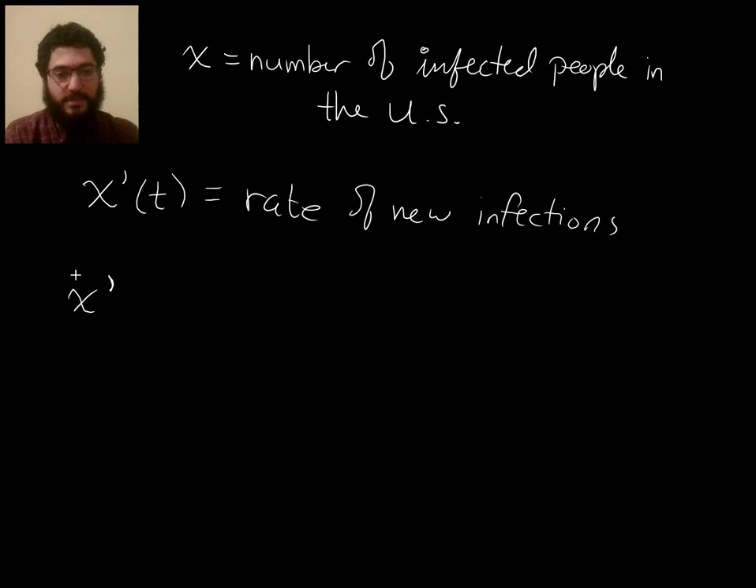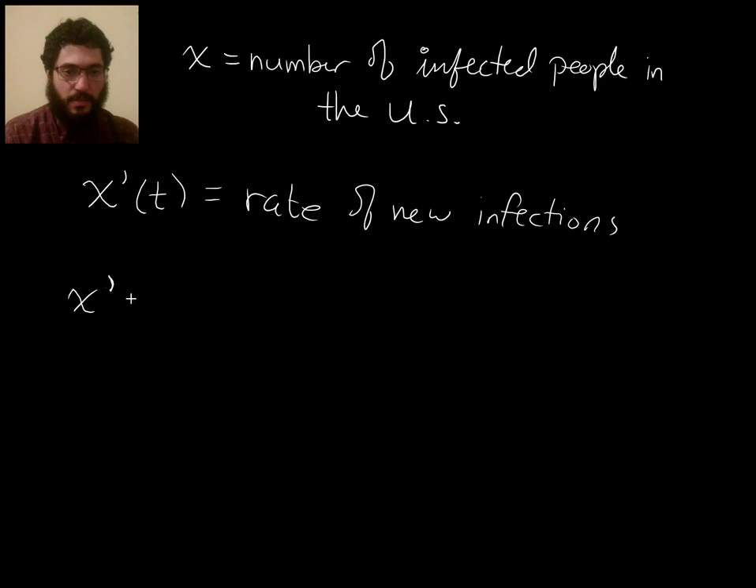New infections are caused by existing infections. It's reasonable to think that if you double the number of existing infections, then you double the rate at which new infections are created. If you halve the number of existing infections, then you halve the rate at which new infections are created. It's a simplified model, if that's not strictly correct, but let's just go with it.